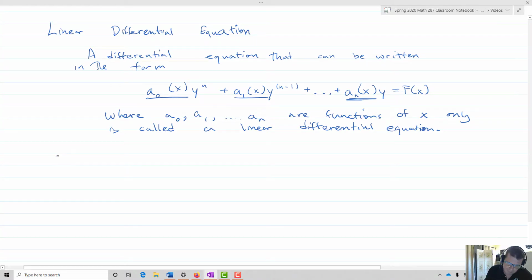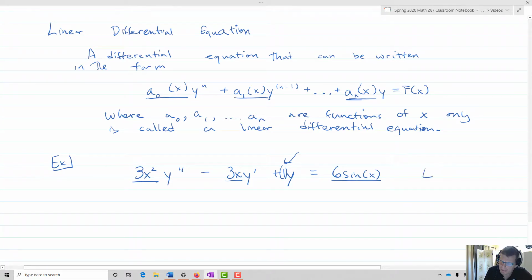So for example, we have something like 3x squared y double prime minus 3x y prime plus y equals 6 sine x. This is called a linear differential equation because 3x squared, 3x, 6 sine x, and 1, which is actually implicit there, are all functions of x only. So this is in fact a linear differential equation.